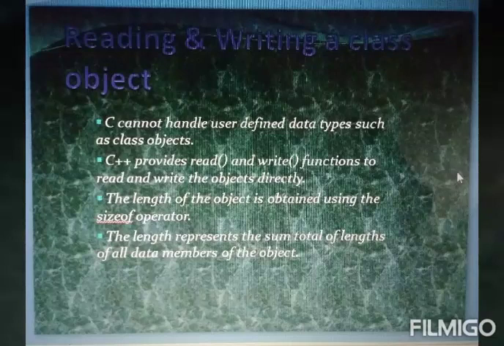Reading and writing a class object. First, C cannot handle user-defined data types such as class objects. Second, C++ provides read and write functions to read and write the objects directly. Third, the length of the object is obtained using the sizeof operator. And the fourth one, the length represents the sum total of lengths of all data members of the object.